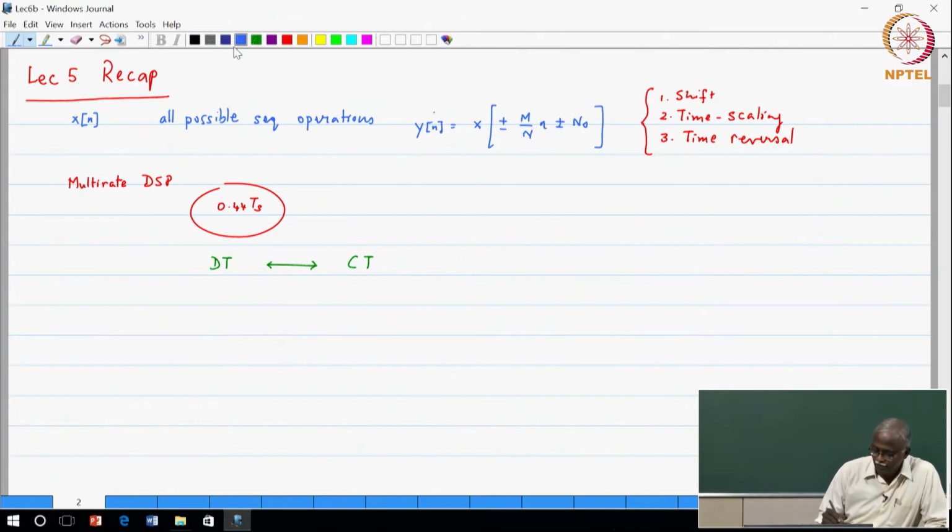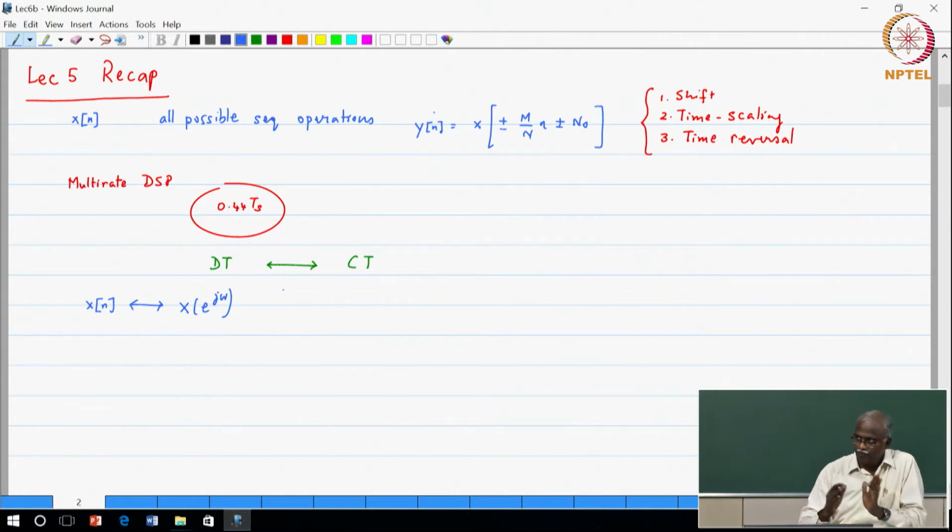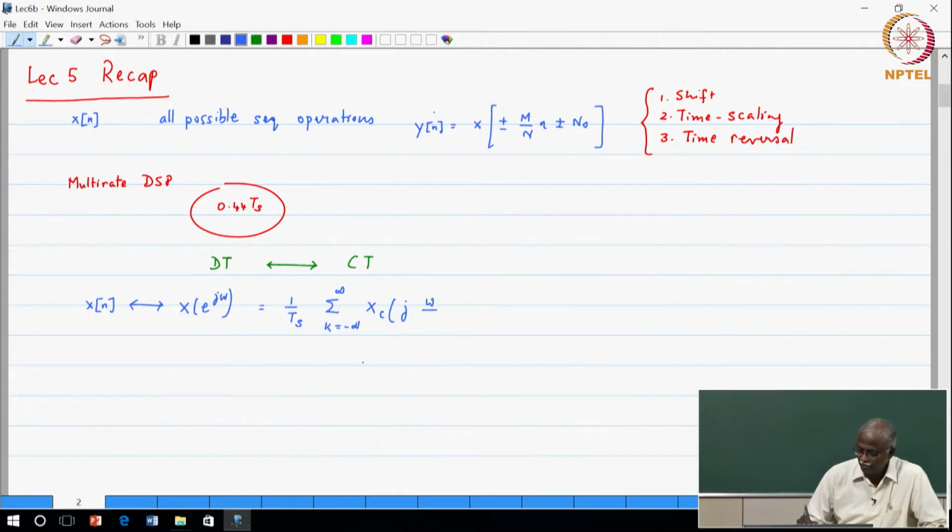In the discrete time domain, it is a sequence x[n] which can be represented in terms of its discrete time Fourier transform X(e^{jω}). Now, we said that we can link it to the corresponding continuous time by saying this is equal to 1/Ts times the summation over k from minus infinity to infinity of Xc(j(ω/Ts − 2πk/Ts)).